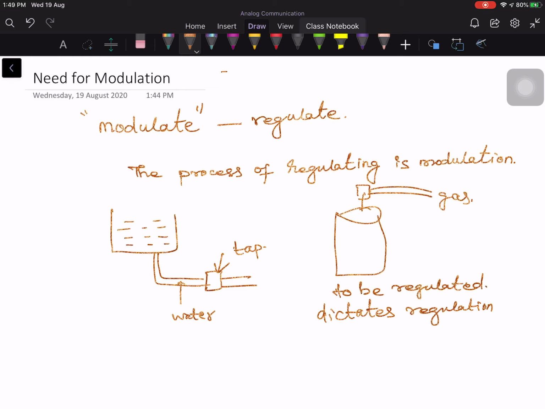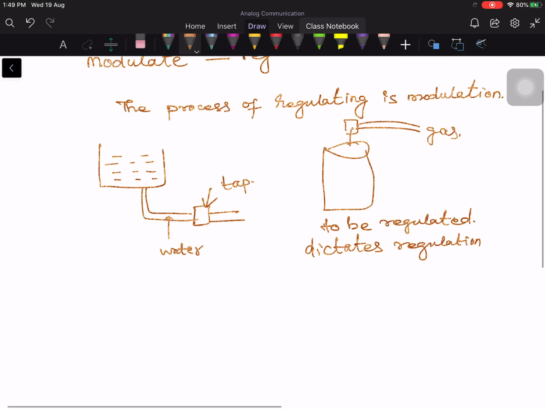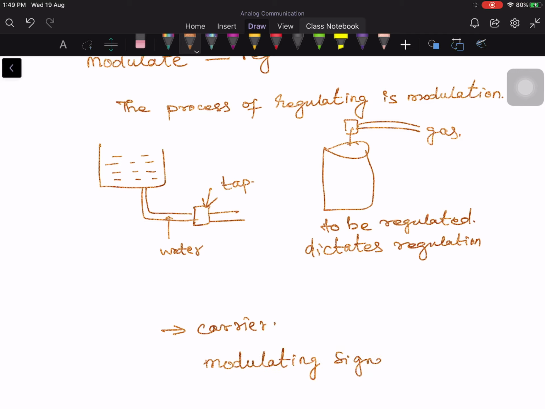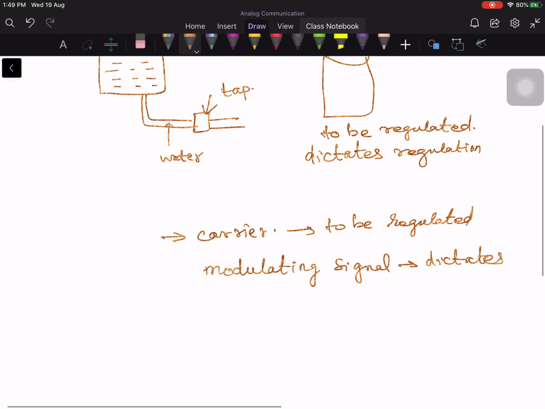Okay. So in electrical communication, the signal to be regulated is termed as carrier. The signal which dictates regulation is termed as modulating signal. This guy dictates and this is to be regulated. This modulating signal is also called a message signal.